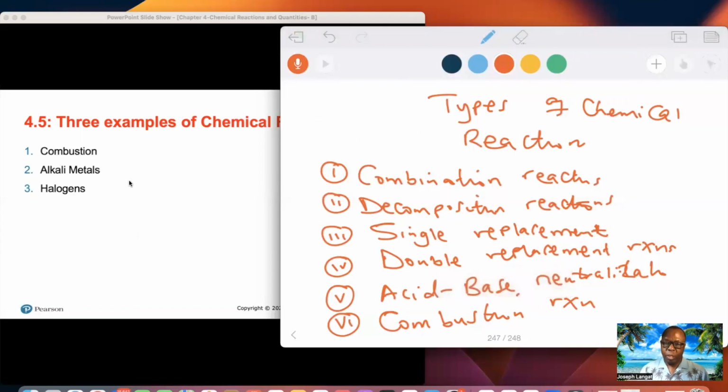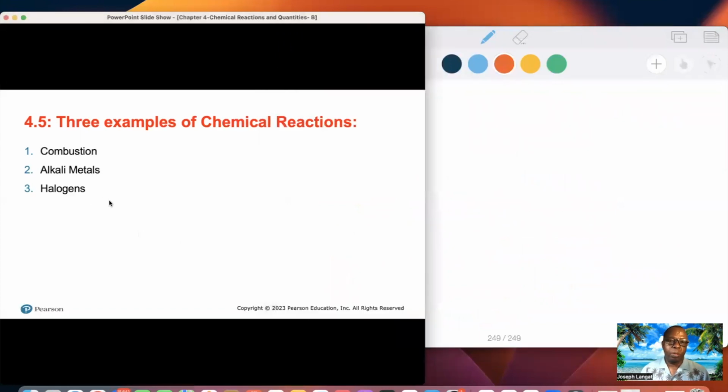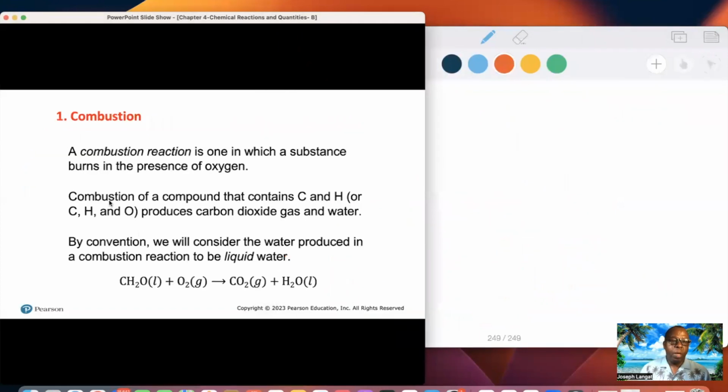Combustion, which is one of the experiments you will do in the Chem 1 lab. Combustion, burning magnesium in air to form magnesium oxide. And alkali metals, these are group 1 metals, and halogens, group 7 elements. All right, let's see.